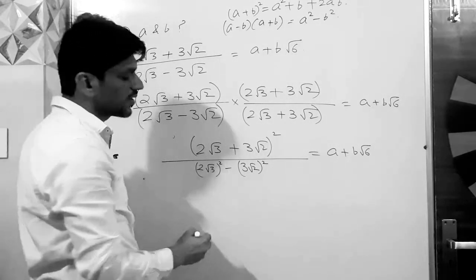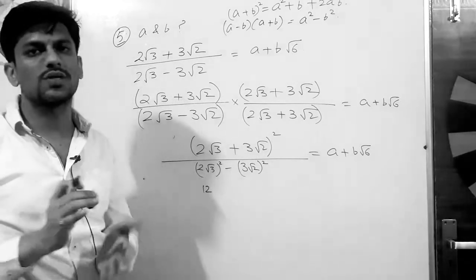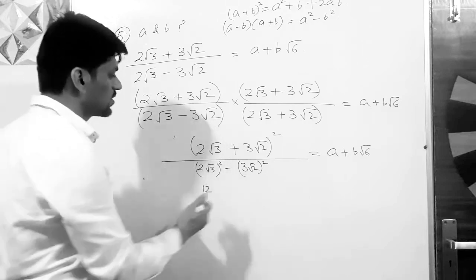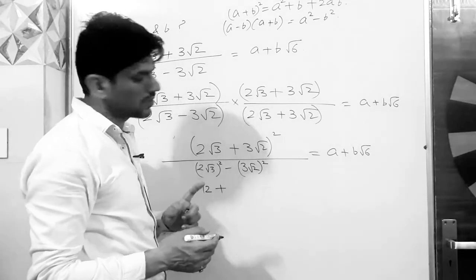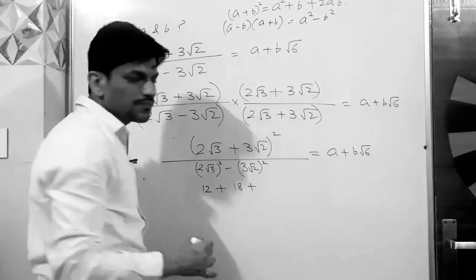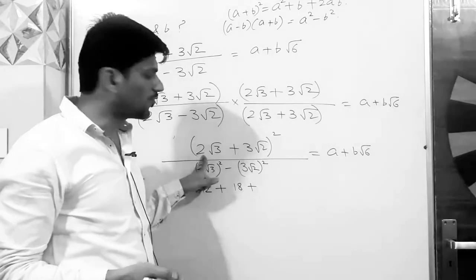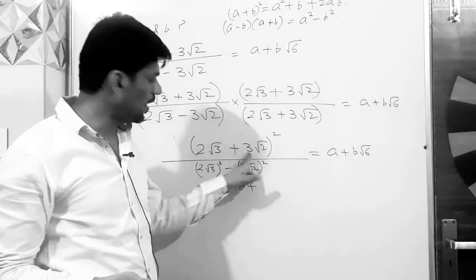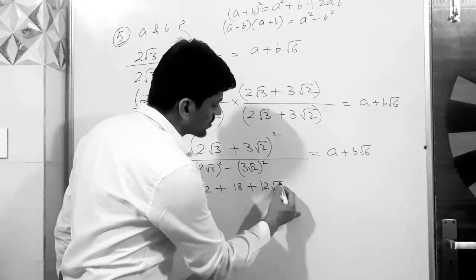So how will you find 2 root 3 squared? 2 squared is 4, root 3 squared is 3, so 4 times 3 is 12. How do you find 3 root 2 squared? 3 squared is 9, root 2 squared is 2, and 9 twos are 18. So 12 plus 18 plus now 2AB. The 2AB term will be 2 times 2 is 4, 4 times 3 is 12, and root 3 times root 2 is root 6. So it will become 12 root 6.